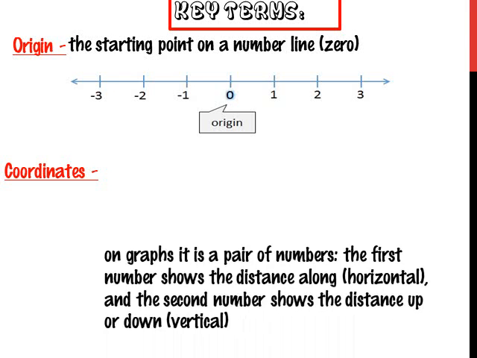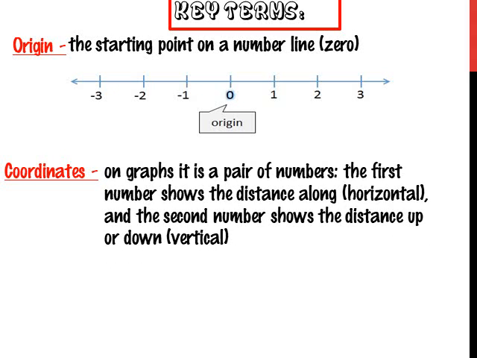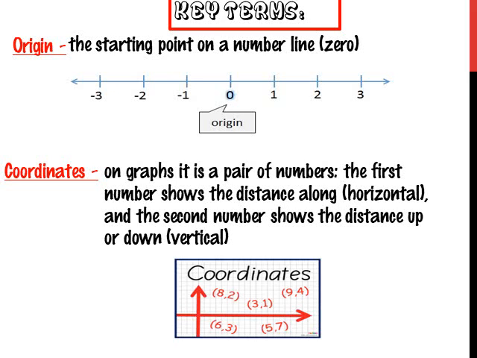The second word is coordinates. On graphs, it's a pair of numbers. The first number shows the distance along, which is horizontal, and the second number shows the distance up or down, which is vertical. The example shows different coordinates that you can find.